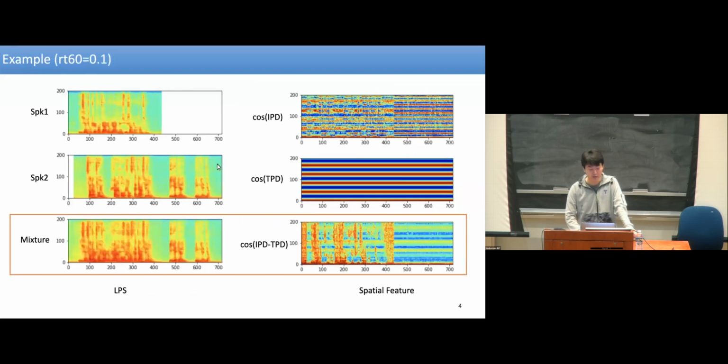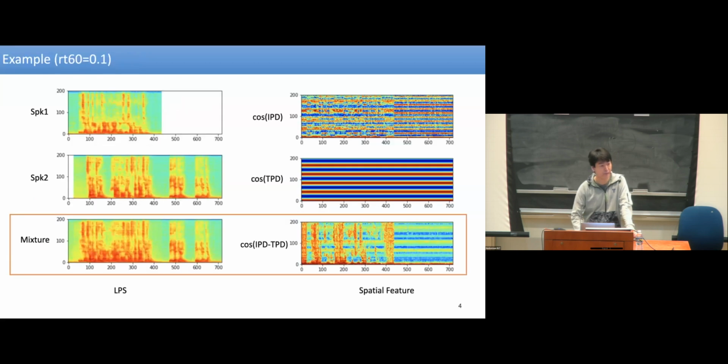To give you a concrete idea of how it looks, here is a simulated example. On the left side, it's the RPS of your target speaker 1, the interfering speaker 2, and their mixture. On the right side, it's the IPD and TPD for speaker 1 and their cosine distance. Here you can see that the pattern shown in the spatial feature, that is the cosine of IPD minus TPD, matches pretty well with the RPS of the target speaker 1. So when you feed the RPS of your mixture along with the spatial feature to the ASR system, you can expect it to do very successful targeted speech recognition.